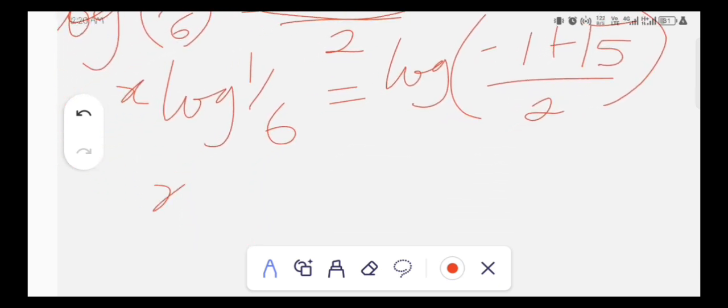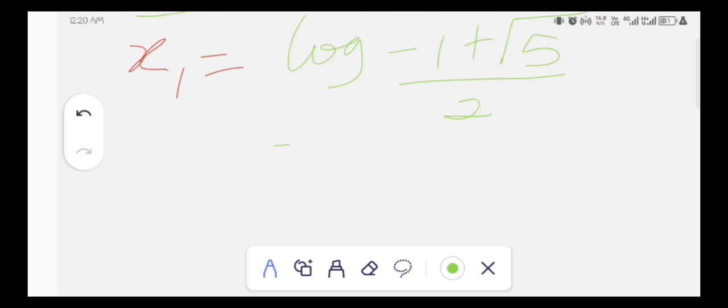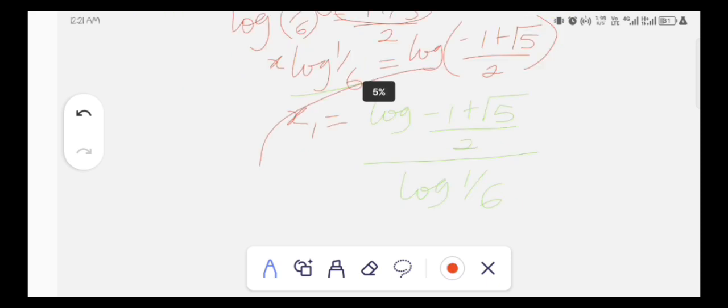At this point, the first value for x, that is x1, becomes, dividing both sides by this, the logarithm of minus 1 plus the root of 5 upon 2, all divided by the logarithm of 1 over 6. And this actually gives us the value for x1.